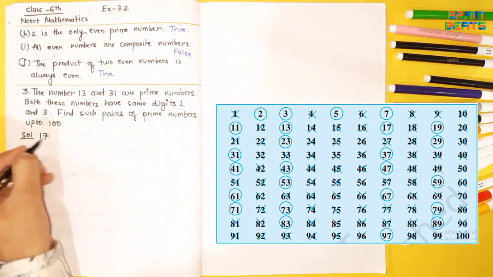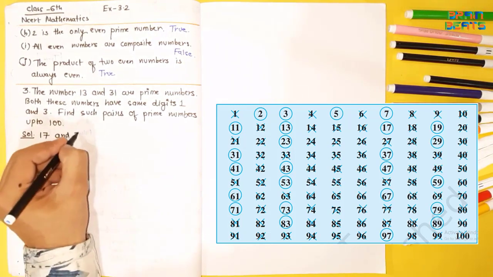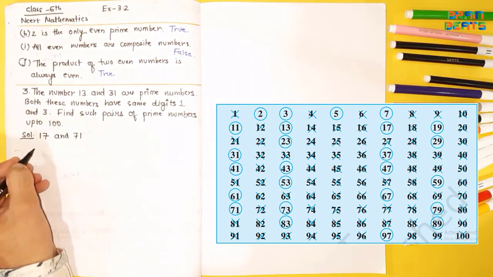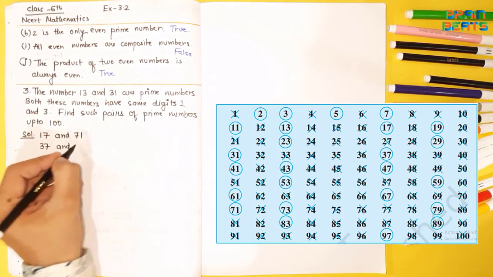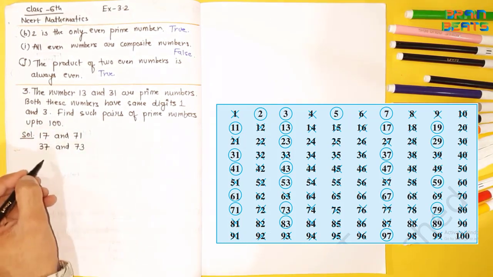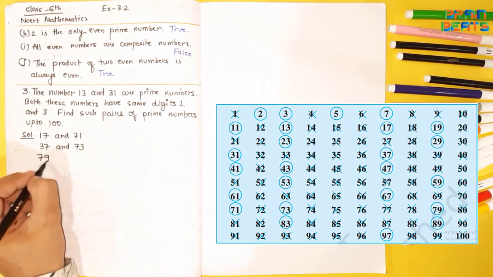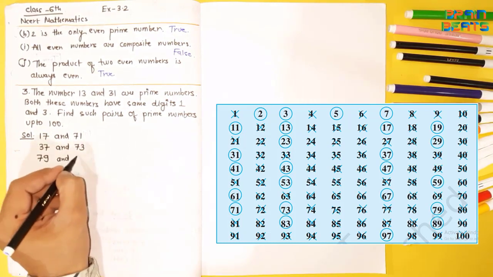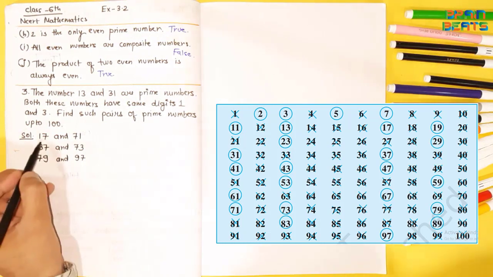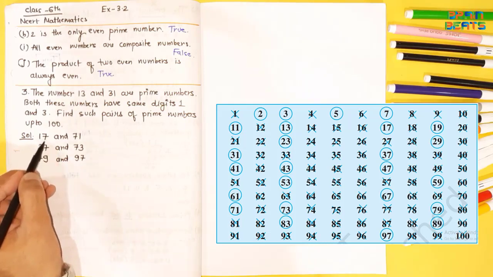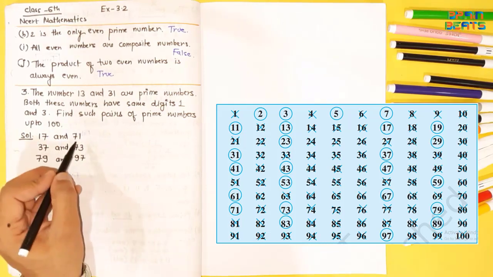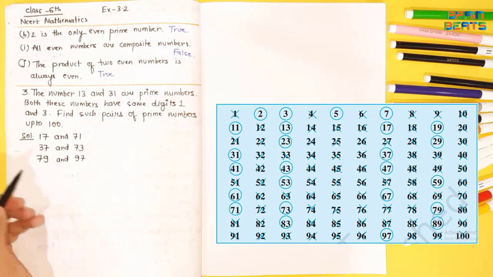The first answer is 17 and 71. The second answer is 37 and 73, and the third pair is 79 and 97. So 17 and 71 have the same digits, 1 and 7, and both are prime numbers. Like this, these three examples are given.